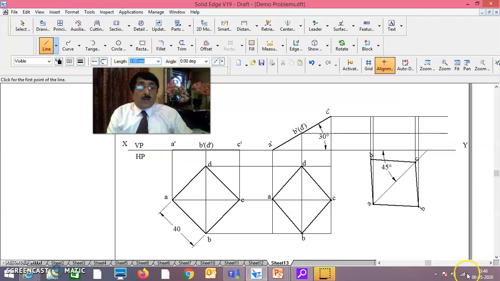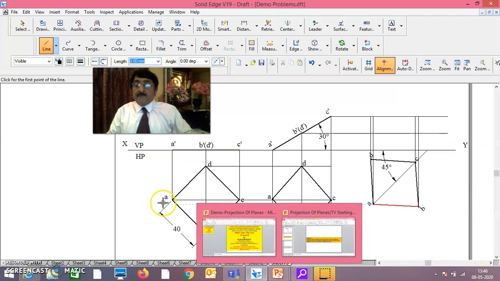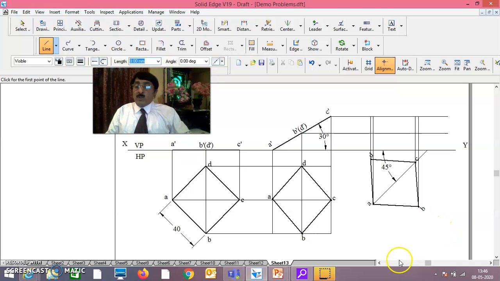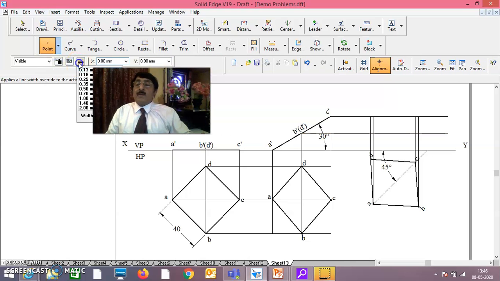Take all these things. Once you do all this, take the points here. Now using the point command, take 2 mm. You just see C should be somewhere here. I think C is here. Okay, C is here.